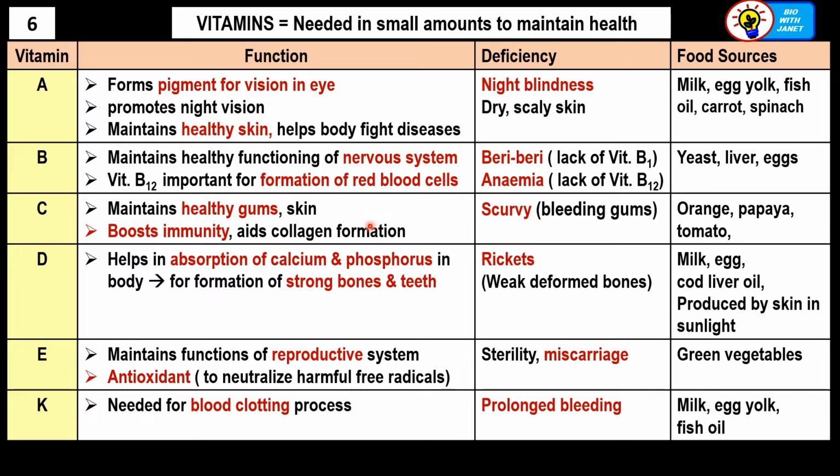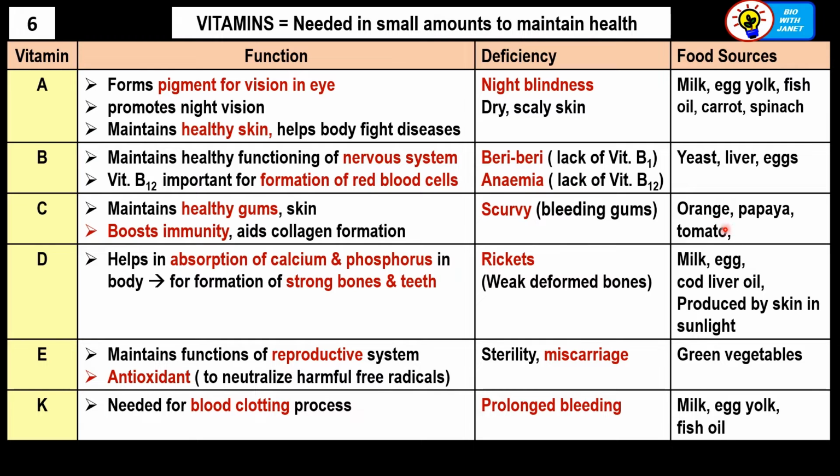Vitamin C maintains healthy gums and skin and boosts immunity. It aids collagen formation. So collagen is a protein that's found in the skin, right? So vitamin C is also important to maintain healthy skin. Now, deficiency will cause scurvy. One of the symptoms of scurvy is swollen, bleeding gums. Gums start to bleed and swell up, and sometimes the teeth may drop out. So this can be a sign of lack of vitamin C. Okay, scurvy. So this is quite important.